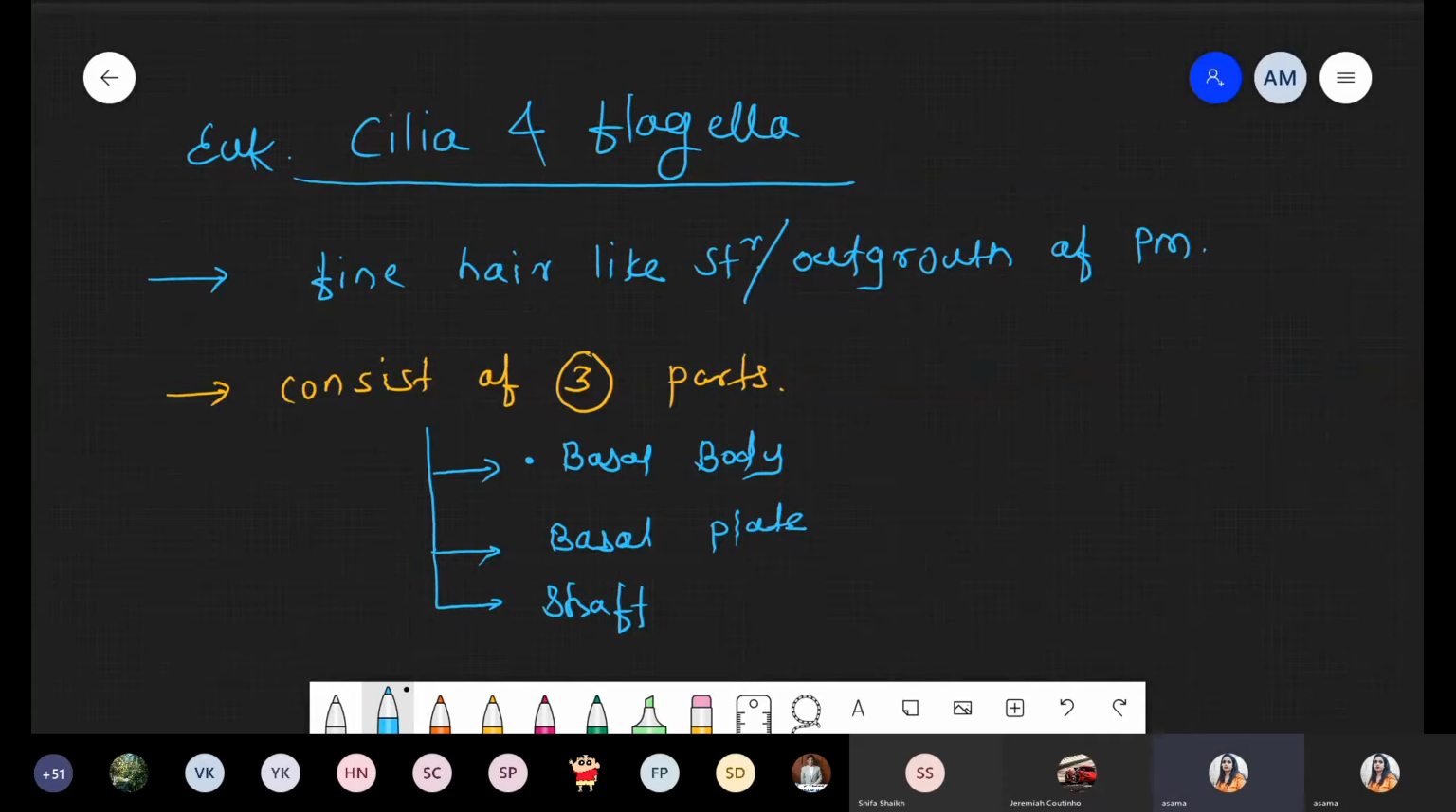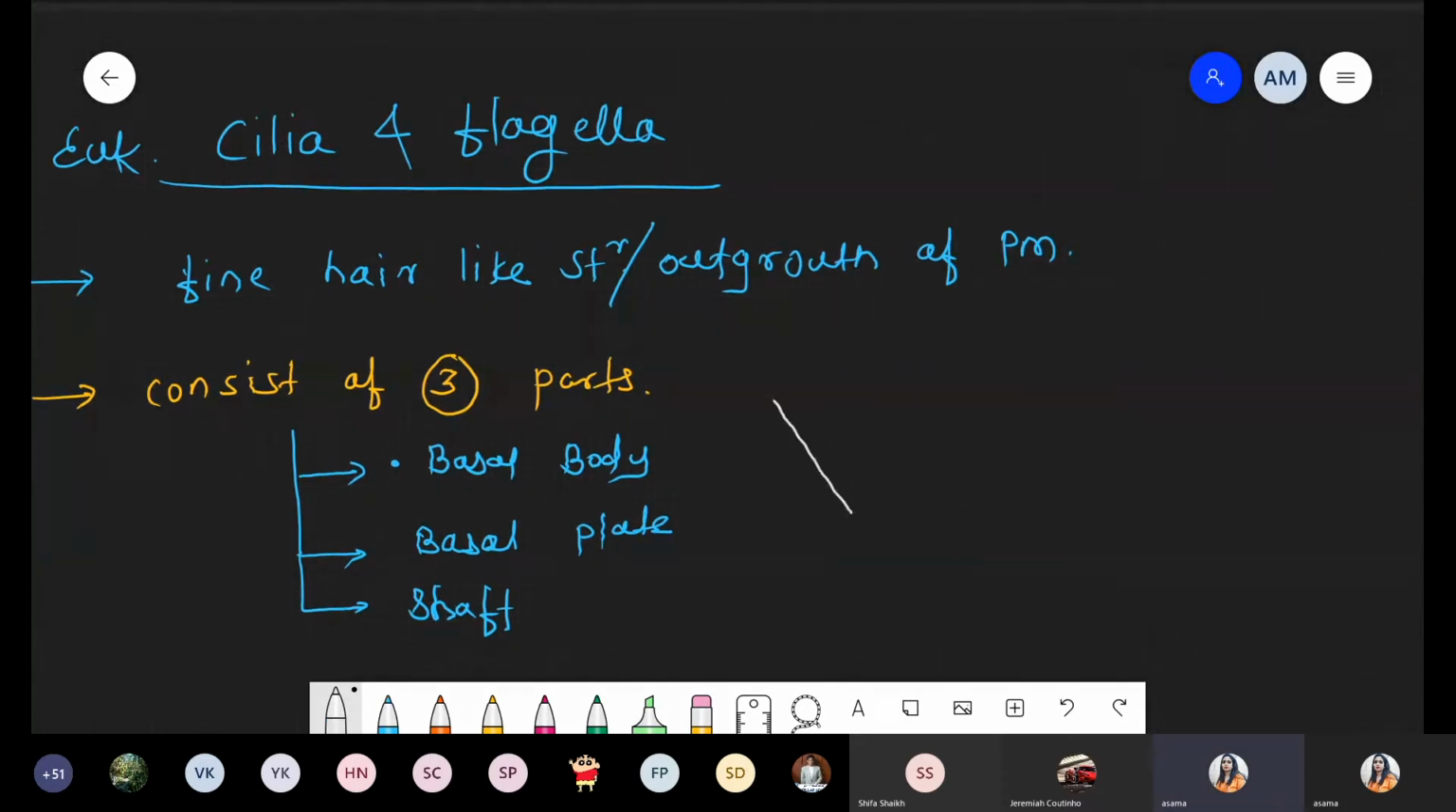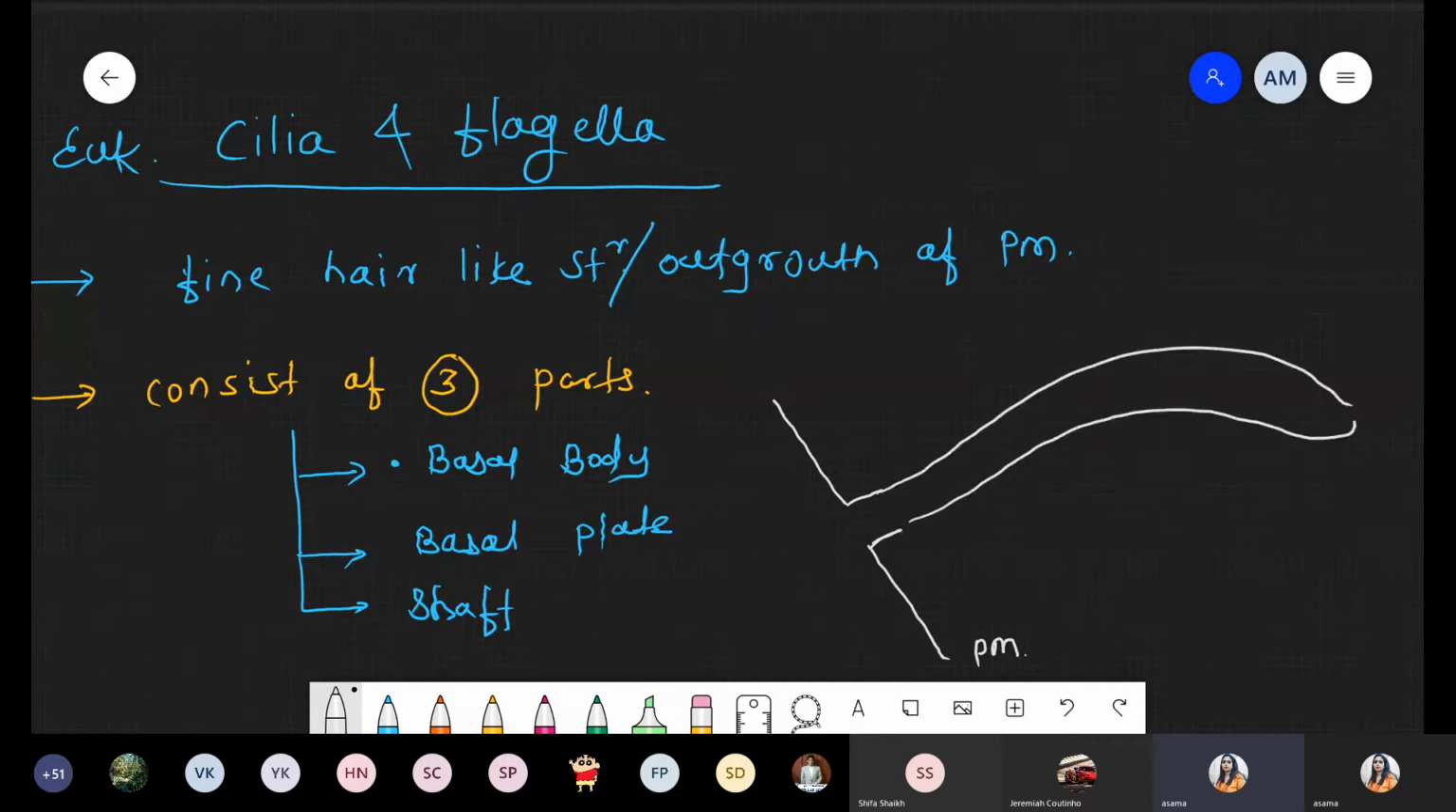So simply I will try to draw that structure. Here is the plasma membrane, these are the PM. This plasma membrane will be showing extension toward the outer side, like this, and they form a typical structure. That structure is called the structure of flagella.